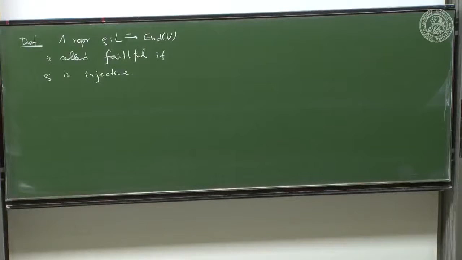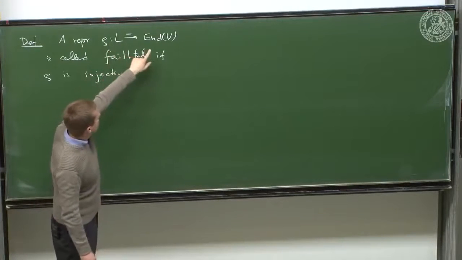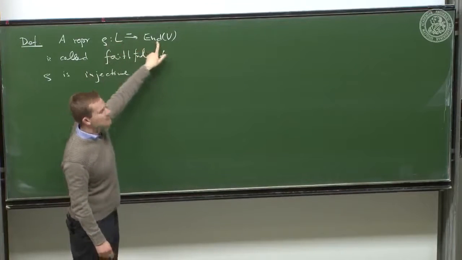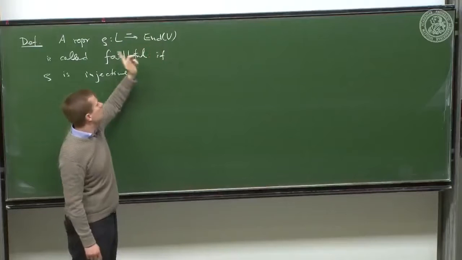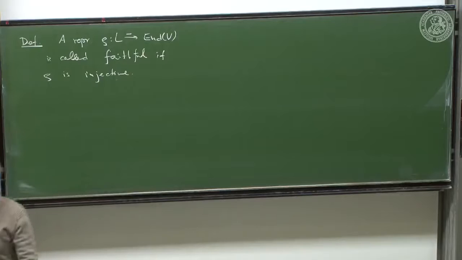Yeah, that's right. Doesn't hit the same endomorphism. So you know that injective means that if you have equal images, you had equal preimages, so no two here hit the same there. No two elements here hit the same element under the map rho. So that's what faithful means. It's injective.